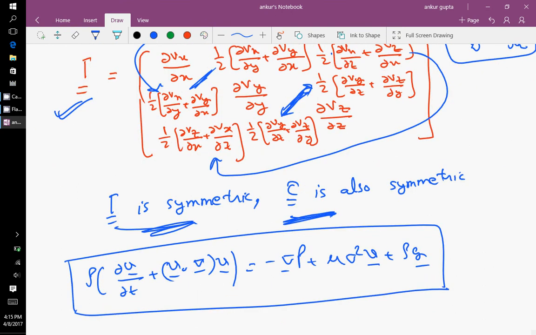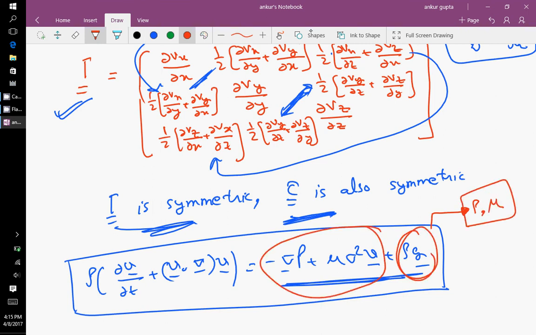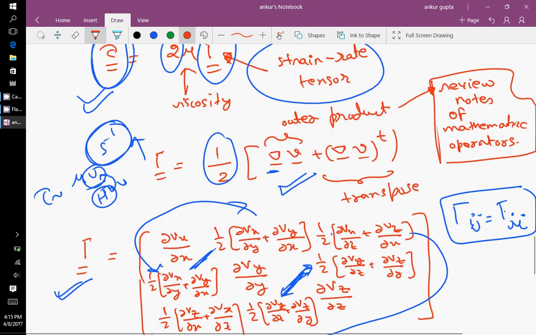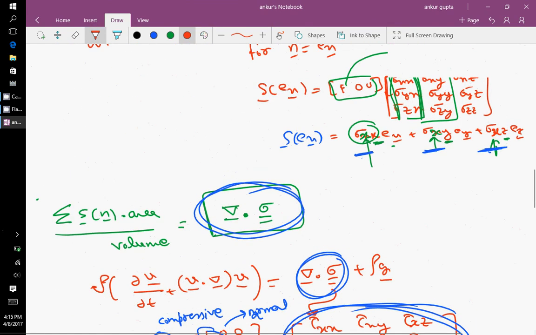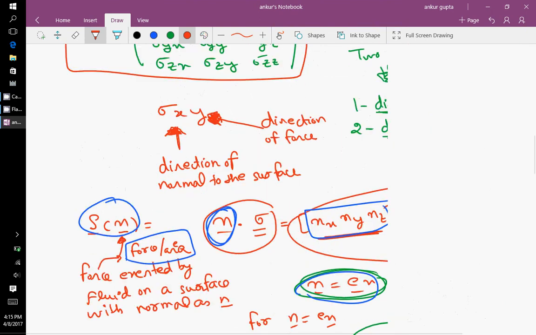So if we put that back here, we get back rho times del v by del t plus v dot del v vector, equal to minus del p plus mu del square v vector plus rho g vector, which is our Navier-Stokes equation. Remind yourself again that this is for constant rho and mu. This is the body force component, this is the shear or the surface force component. This is the pressure part, this is the shear part, and this is the rate of change of momentum plus outflow.